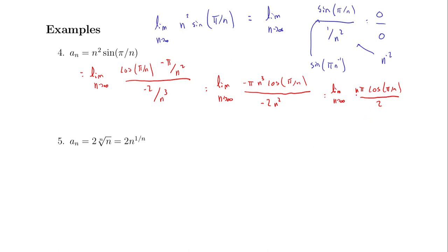I can try and figure out what happens as n goes to infinity. This part here is going to go off to infinity. Cosine of pi over n is going to go to cosine of 0, which is 1. So this is going to be like pi times 1 times infinity over 2, or pi over 2 times infinity, but that's just infinity. So this sequence diverges.